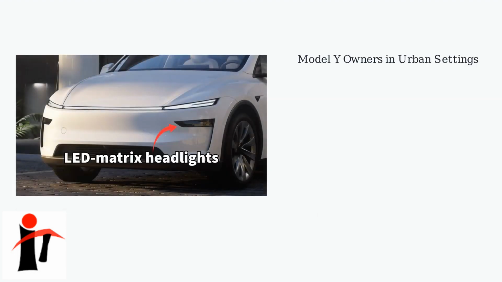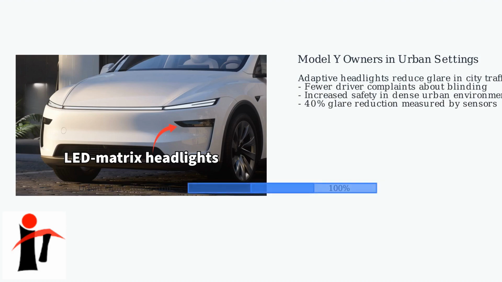In urban environments, Tesla Model Y drivers experience significant benefits from adaptive headlights. The system reduces glare during city traffic interactions, leading to fewer complaints from other drivers and enhanced safety. Sensor measurements show up to 40% reduction in glare levels, making nighttime urban driving more comfortable and secure.